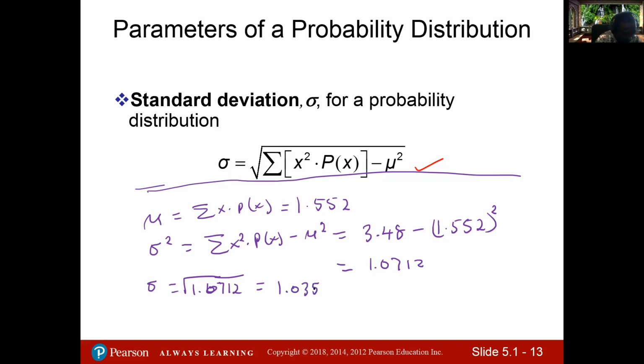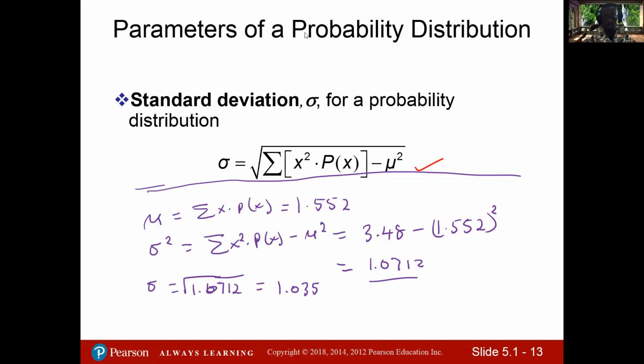Which gave me 1.0335. So if I go to the homework to answer my question, I have the mean, the standard deviation, and the variance. The mean is 1.552. The variance is 1.0712. Sorry, the standard deviation is 1.0335, to 2 decimal places.